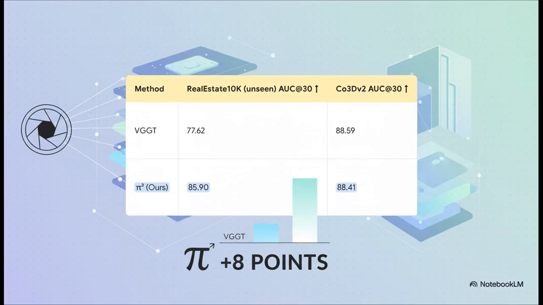This is an in-the-wild dataset, a real torture test, and the model has never seen it before. We're looking at AUC, where bigger is better. The previous champ, VGGT, gets a 77.6. Not bad, but look at Pi³, 85.9. That's not just a little better, that's a massive jump of over 8 points. This thing generalizes like crazy.